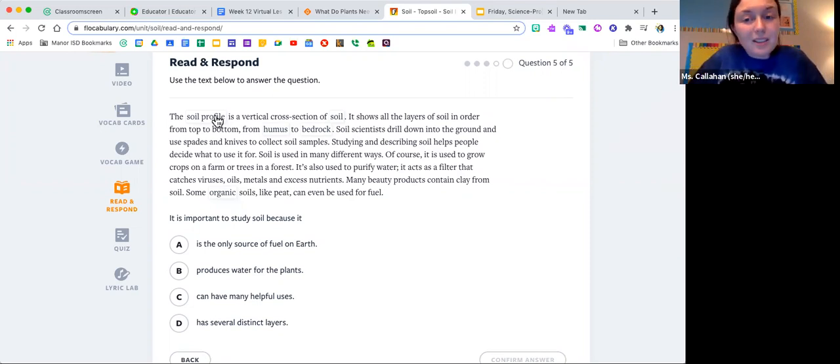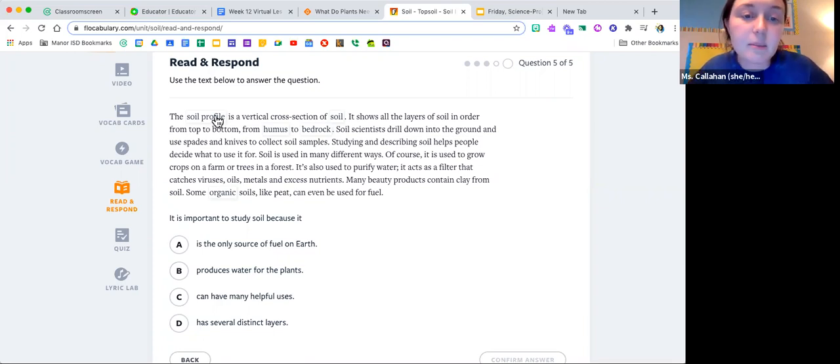Of course, it is used to grow crops on a farm or trees in a forest. It's also used to purify water. It acts as a filter that catches viruses, oils, metals, and excess nutrients. Many beauty products contain clay from soil. Some organic soils, like peat, can even be used for fuel.